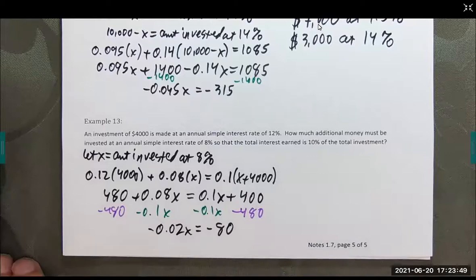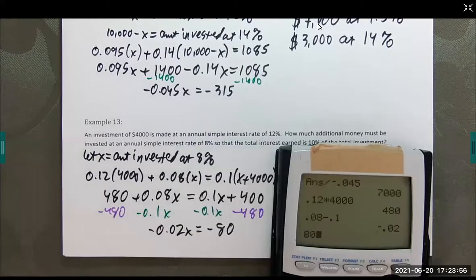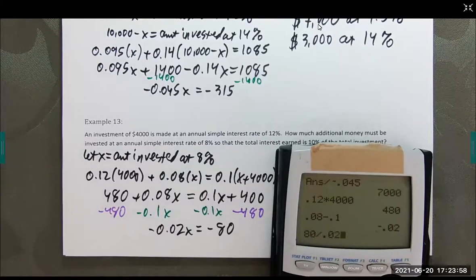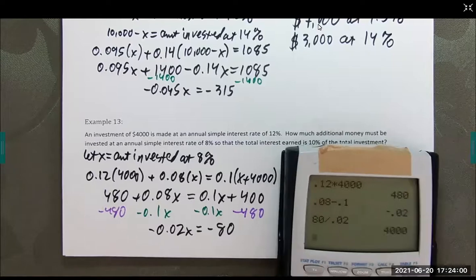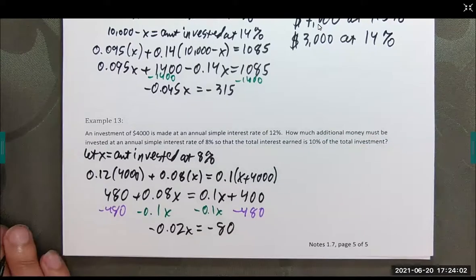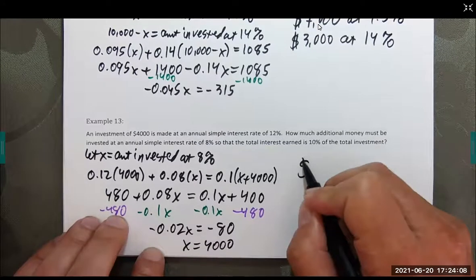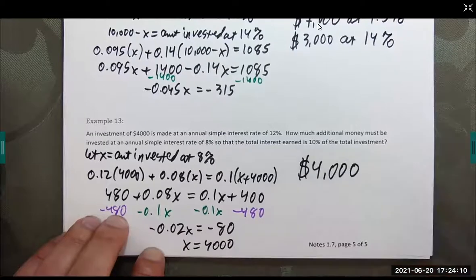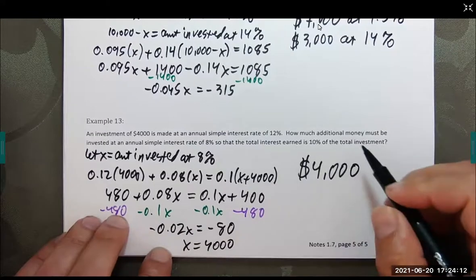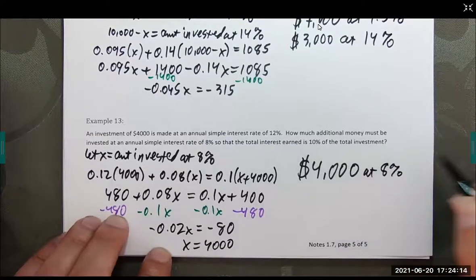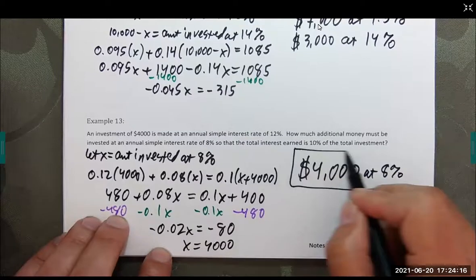Divide both sides by negative 0.02. Notice the negatives are going to cancel. So I have 80 divided by 0.02, which is 4,000. So X equals 4,000, which means the answer is $4,000 at 8%. Not too bad.